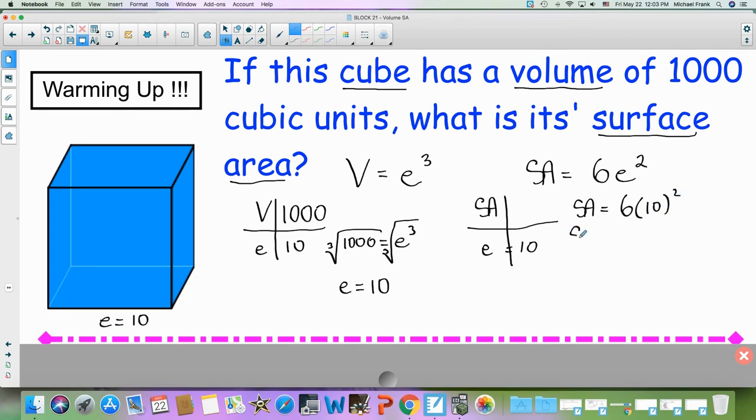You have to remember the order of operations here. If you're doing this without a calculator, you square a number before you multiply. So this is going to be 6 times 10 squared, which is 100. And the surface area of this cube will be equal to 600 square units.